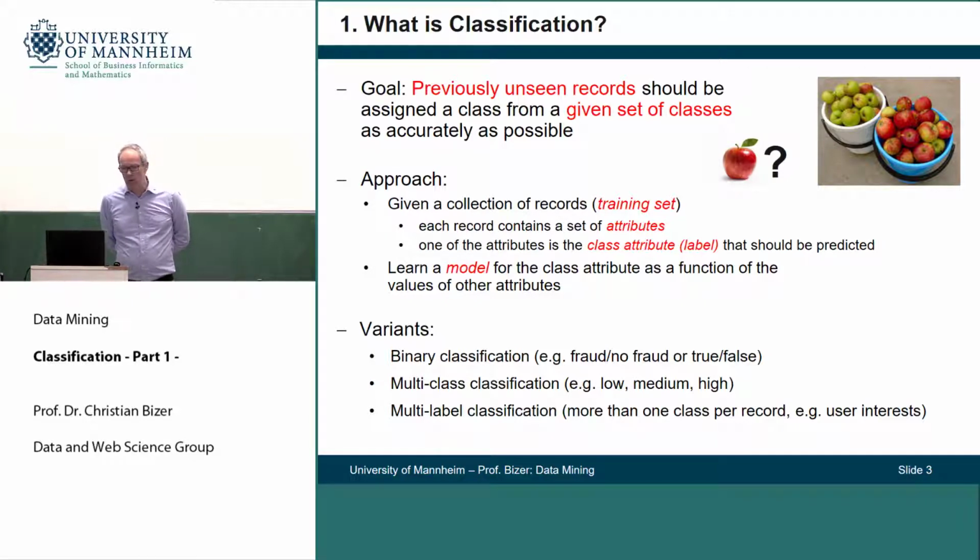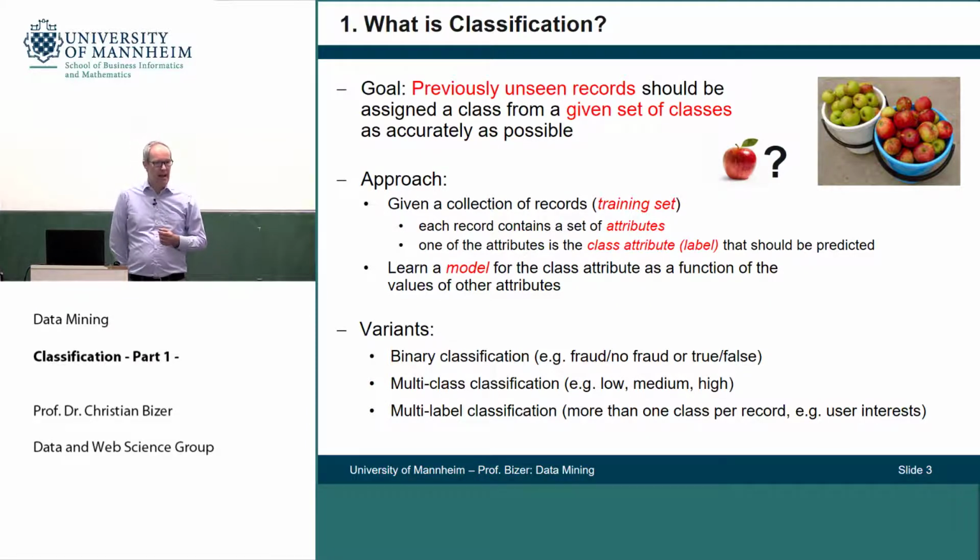There are different variants of the problem. There's binary classification. There's a fraud, no fraud case, true, false. So we're looking at two classes. We'll see that many classification problems that we encounter are binary problems. There are also multi-class classification problems. For instance, if we discretize some value, we have a low category, we have a medium category, and we have a high category. So always when our target attribute has more than two values, we are talking about multi-class classification.